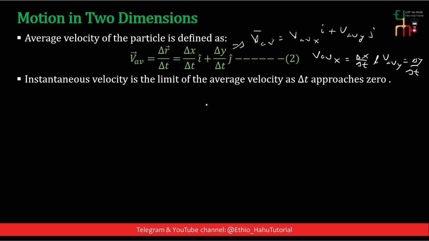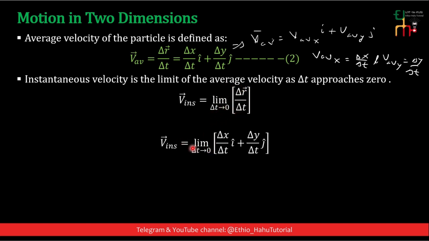Instantaneous velocity is the limit of the average velocity as delta T approaches 0. That is, instantaneous velocity is the limit as delta T approaches 0 of the time rate of change of displacement. And this is equal to the limit as delta T approaches 0 of delta R by delta T, which is delta X i by delta t plus delta y j divided by delta t. And this is equal to instantaneous velocity in two dimensions, having x component and y component.